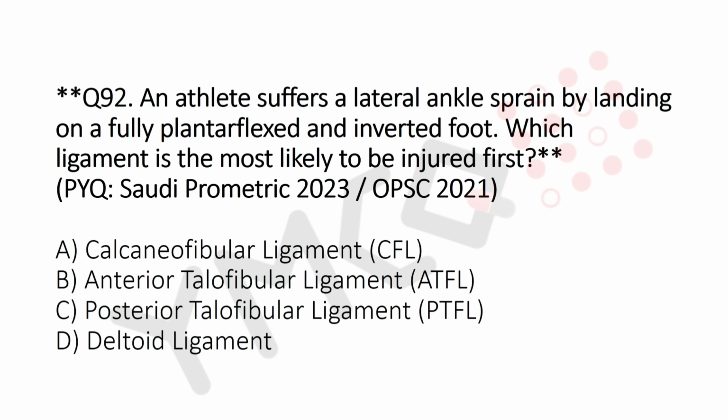Option A, calcaneofibular ligament. Option B, anterior talofibular ligament. Option C, posterior talofibular ligament. Option D, deltoid ligament. And the answer is option B, anterior talofibular ligament. The ATFL is the weakest of the lateral ankle ligaments and perfectly positioned to tear when the foot is pointed down and rolled inward.